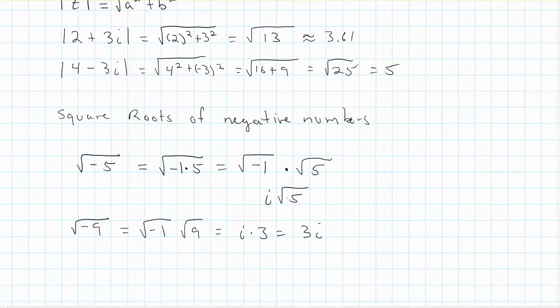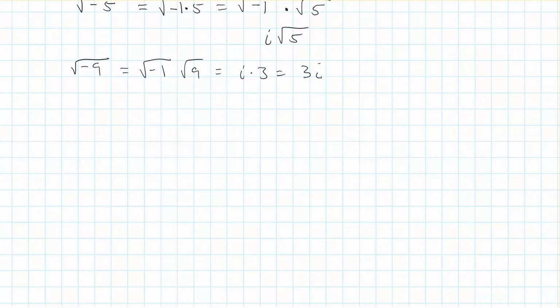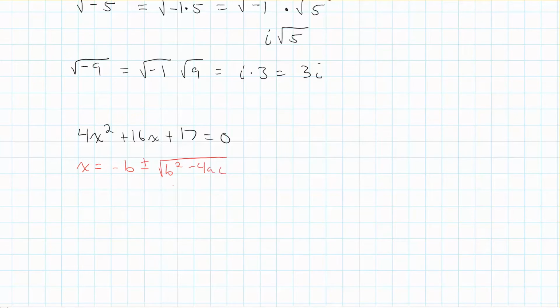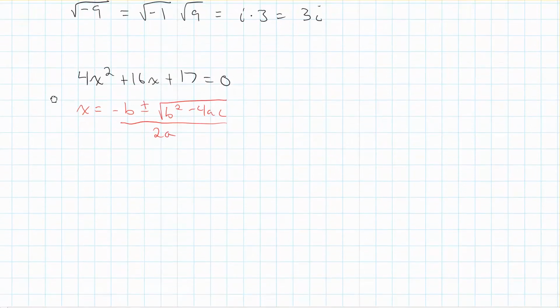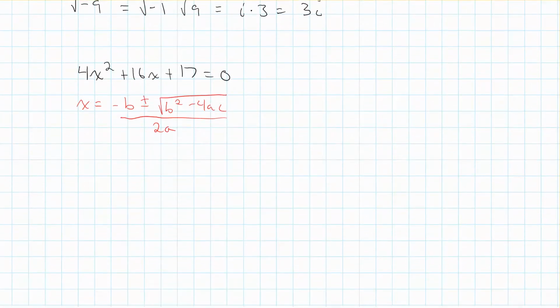Alright, so let's look at this as far as solving a quadratic equation here. So let's look at a quadratic equation: 4x squared plus 16x plus 17 equals 0. So we'll use the quadratic formula, and the quadratic formula, of course, is x is equal to negative b plus or minus the square root of b squared minus 4ac all over 2a. Again, notice I wrote it out, even though I already have it memorized. I wrote it out again and even talked it out again as I wrote it out. Alright, so then we're just going to do our normal substitutions.